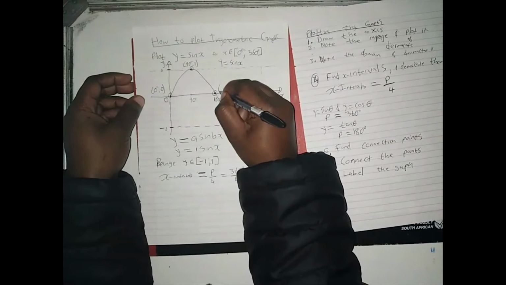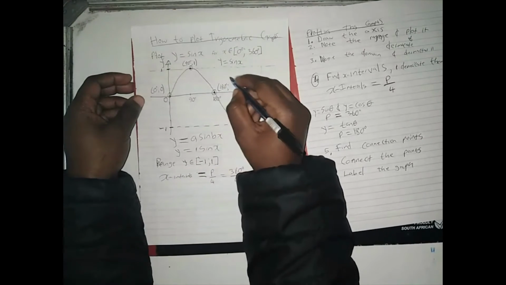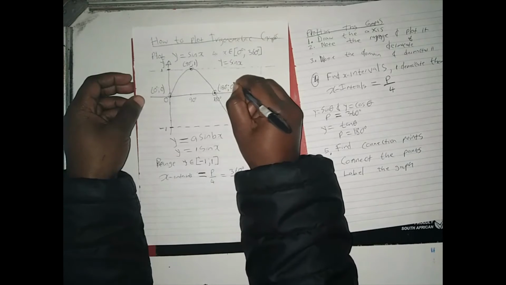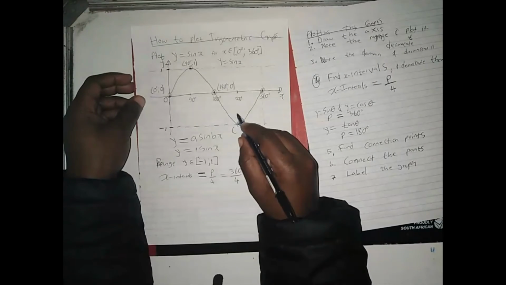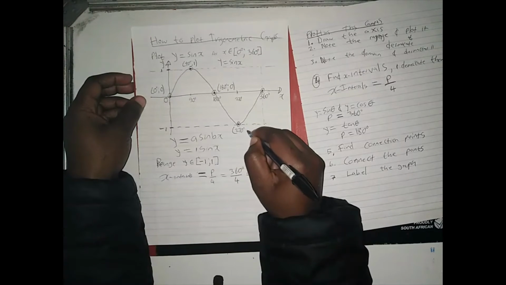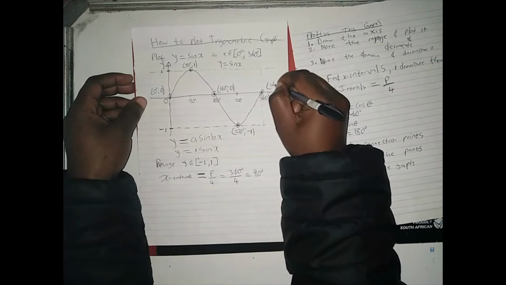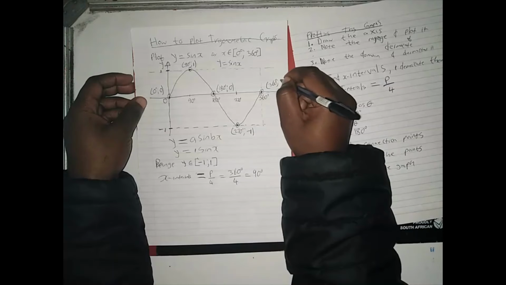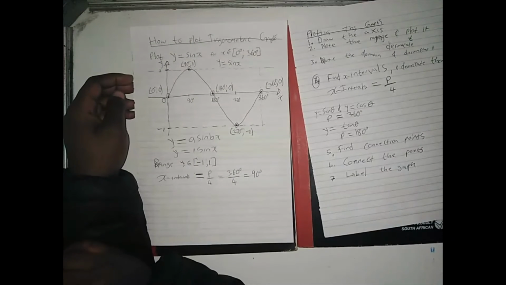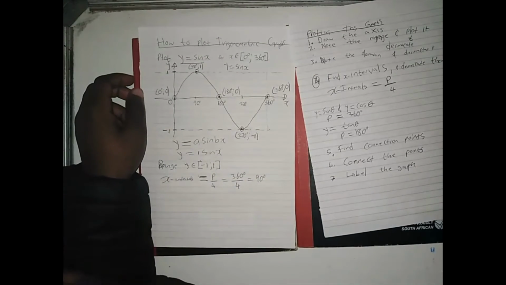What about here? You've got 180 degrees, and the y point there is 0. And then what about this one? In the x point, you've got 270 degrees, and the y point is -1. And lastly here, you've got 360 degrees, and the point is 0. Therefore you are done. You now have a graph of y is equal to sine x.